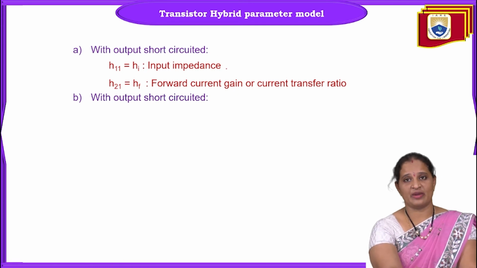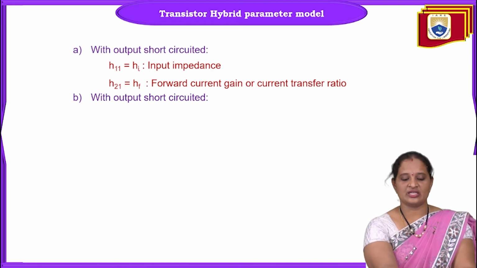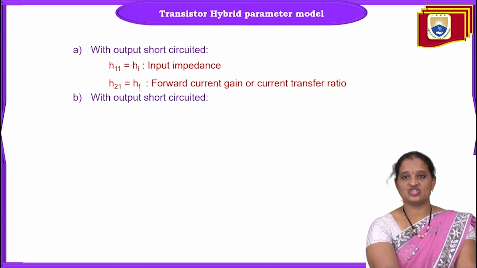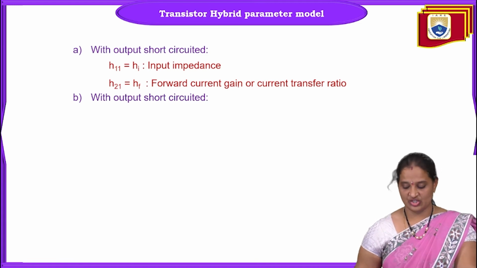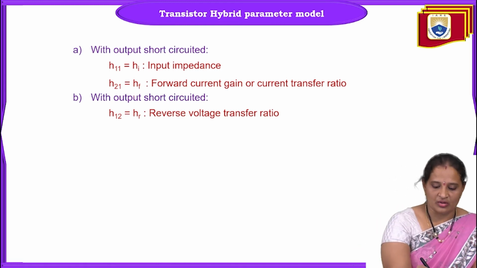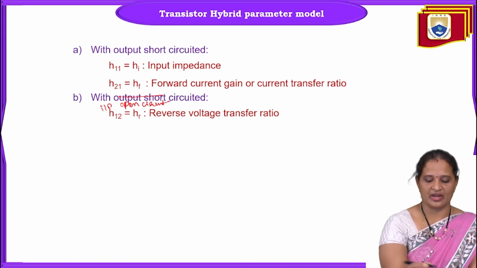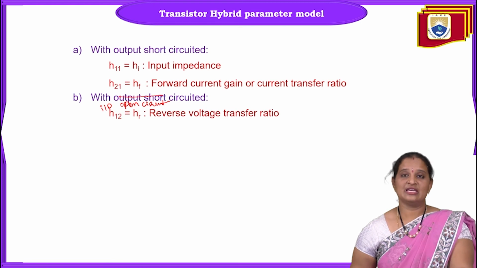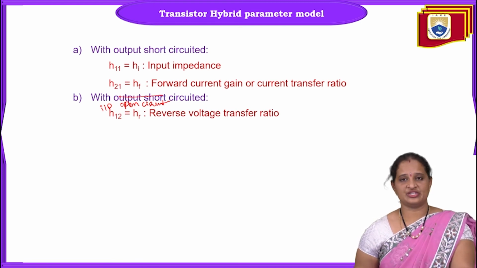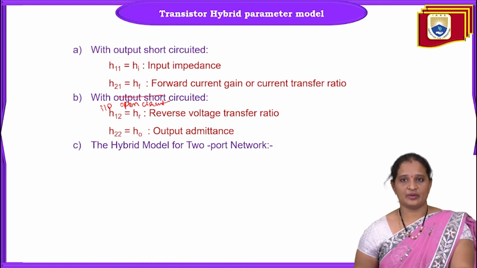These are the short circuit parameters. These can be calculated by short circuiting the output port. So that is why hi I can represent. And H21 is hf, which is the forward current gain or forward current ratio. Next, these are the open circuit parameters, the input open circuit parameters. So H12 is represented as hr, the reverse voltage gain or reverse voltage transfer ratio. H22 is ho, the output admittance.